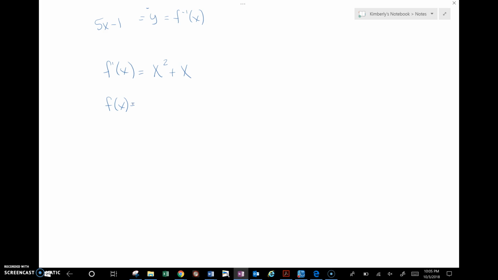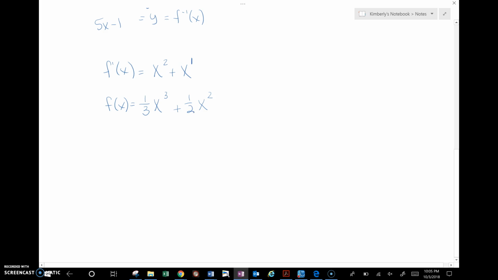Sorry, I keep saying that wrong. So we're going to take the x squared, add 1 to the exponent, and then divide the coefficient by the new exponent. And then here again, we're going to add 1 to the existing exponent and then divide the coefficient by that new exponent.